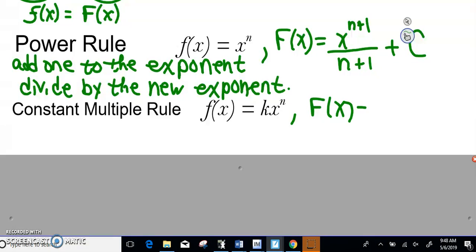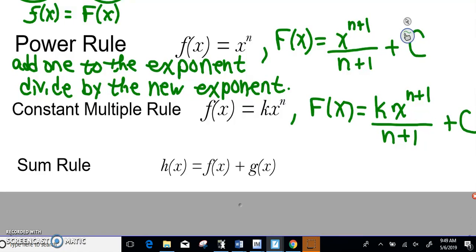All right, for our constant multiple rule, again, we're going to add 1 to the exponent, and we're going to divide by the new exponent, and then add plus c. So here, we add 1, and we divide by the new exponent, and then we just add plus c. That's all. So we add 1 to the exponent and divide by the new exponent. So remember, it goes backwards of what the derivative did. So if we subtracted 1, we're adding. If we multiplied, we're going to divide.